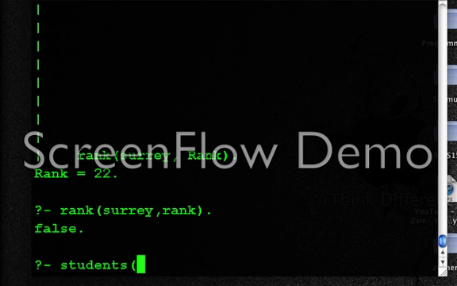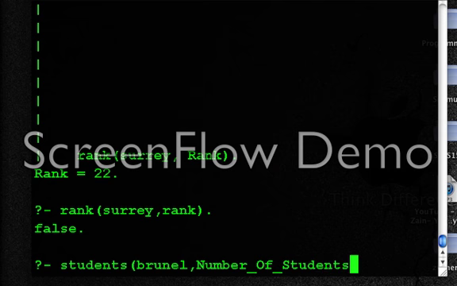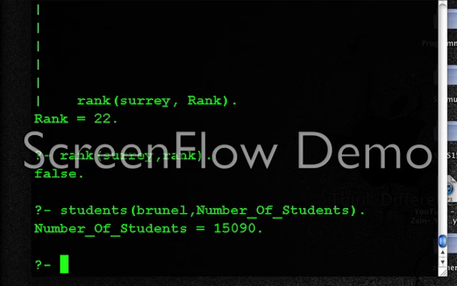Students, this is the next one. This is the next example of rules and facts they're giving us in the assignment. So we have students, and then write Brunel, for example, and then number of students. There, they give us the number of students, 15,090. And then, obviously, any mistakes would break it. If you take the dot out, it won't work. These sort of things are test cases, and you're testing how it works and how it wouldn't work. Well, actually not the dot, because the dot's the programming language itself, the syntax.